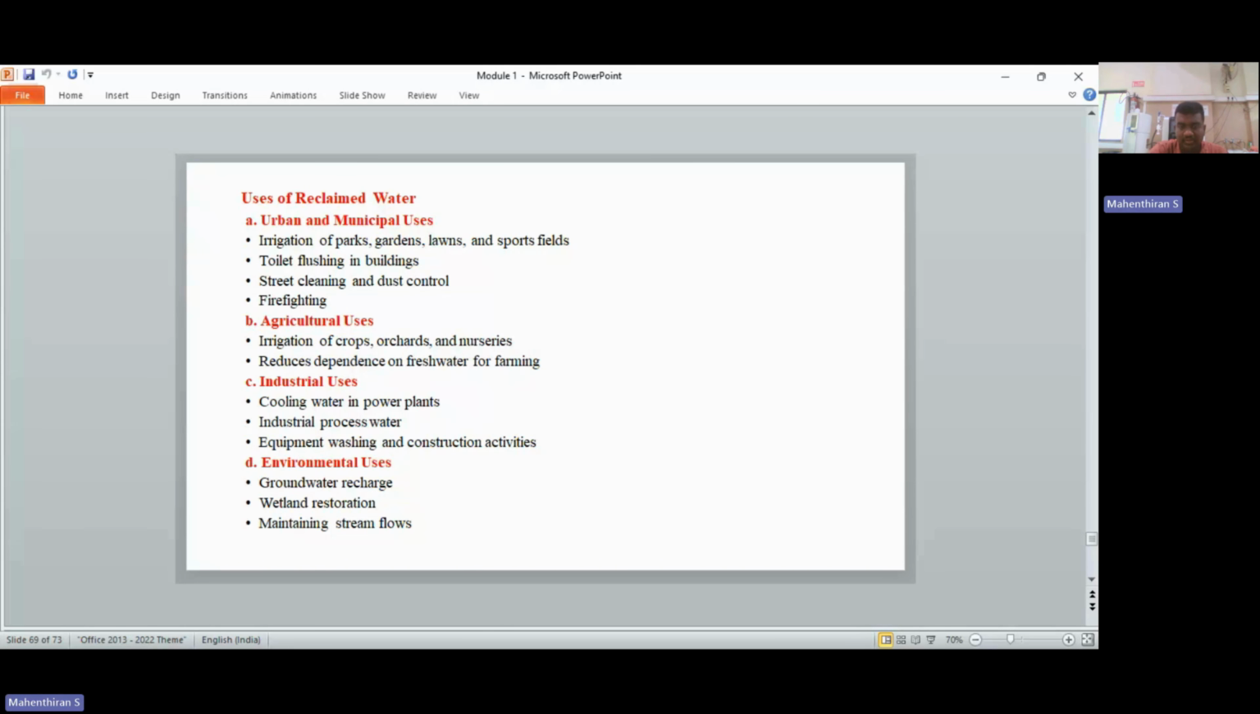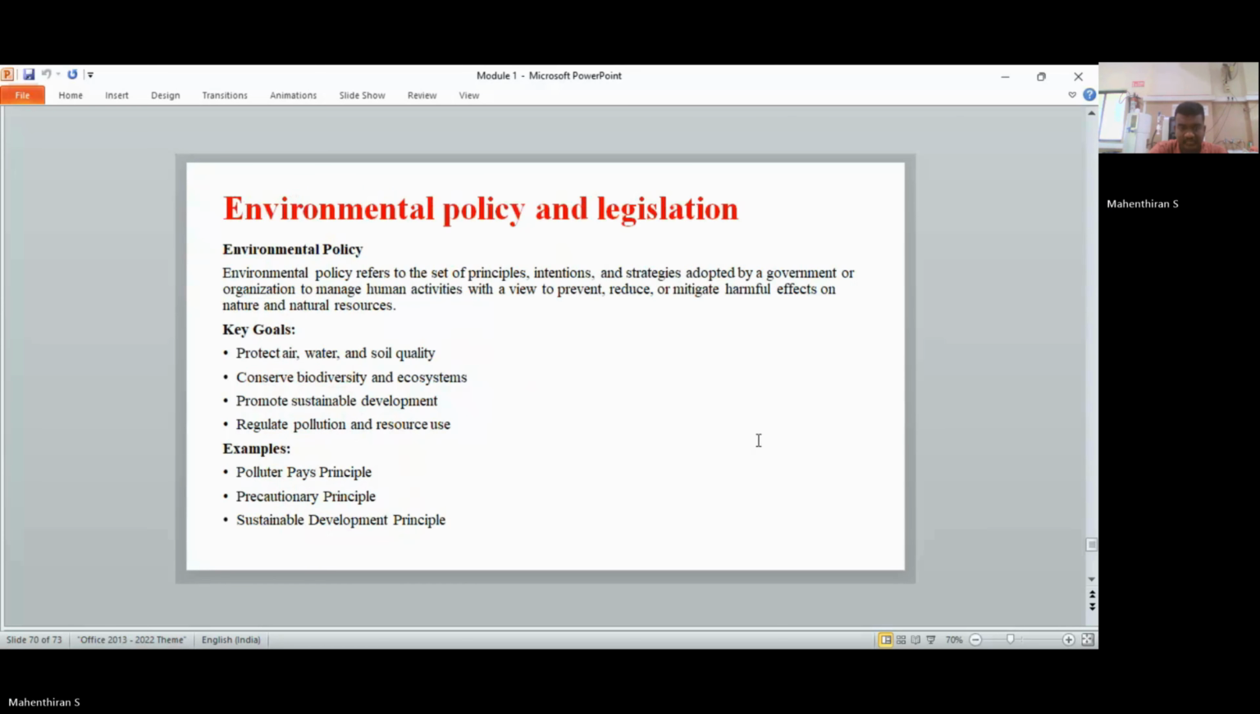Now we are going to discuss the topic of environmental policy and legislation. While engineers design treatment plants and control technologies, it is environmental policies that create the rules, incentives, and legal frameworks that drive environmental protection. Understanding this policy is essential for any environmental professional. Let's begin. Look at the definition on the slide.